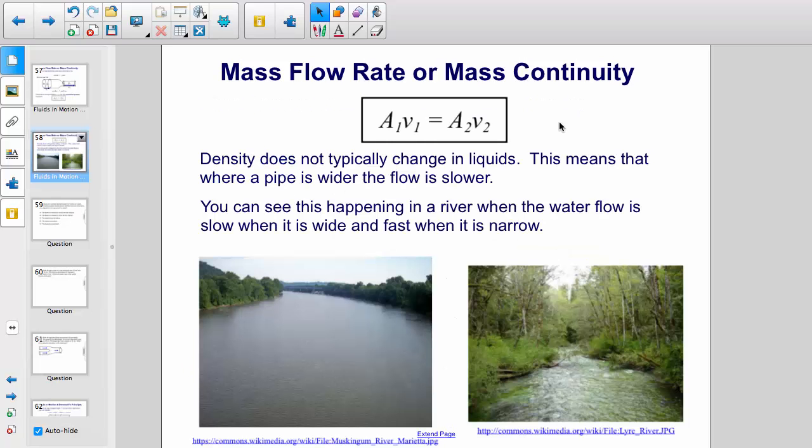Just to conclude about mass flow rate, density does not typically change in liquids. This means that where a pipe is wider, the flow is slower. Where the pipe is narrower, the flow is faster. You can see this in a real-world example when you look at water flow through a river. The flow is slow when the river is wide and fast as it narrows.